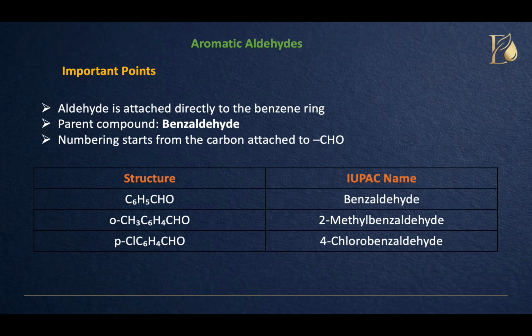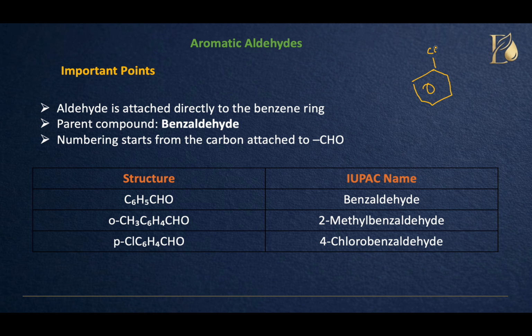Now for aromatic aldehydes, the important point that you have to know is that the aldehyde is attached directly to the benzene ring. So the parent compound is benzaldehyde. This is the parent compound, known as benzaldehyde. We have to start the numbering from the carbon atom attached to the CHO group. So for C6H5CHO, this is benzaldehyde.